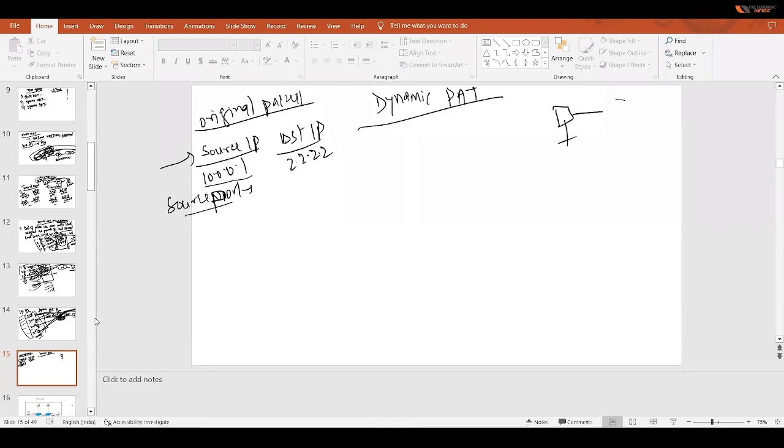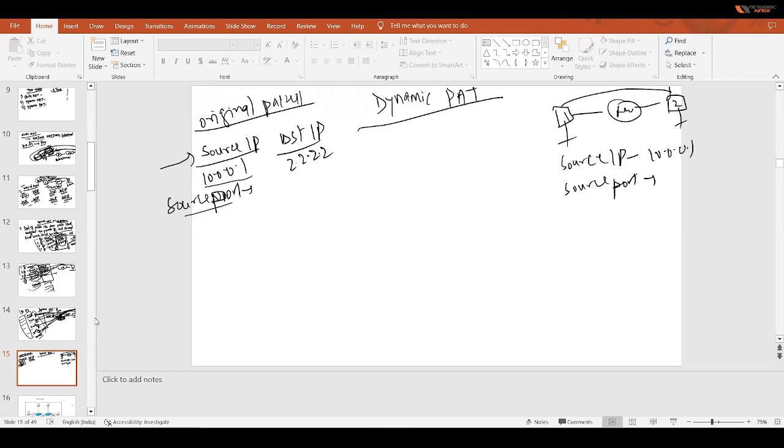If this is a PC, this is the firewall, this is the internet, and any PC initiates traffic, what are the elements? One is source IP, suppose 10.0.0.1. One is source port. As I explained already, it will take a random port. Up to 1024 are well-known ports, after that it is a random port. So suppose it takes port number 2432, a random port. And then destination IP, suppose 2.2.2.2, and destination port number, whatever it is, like 443.